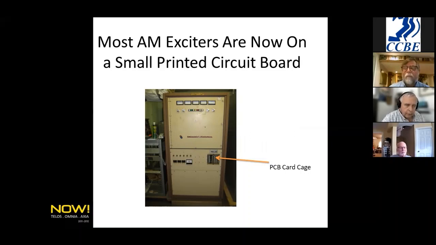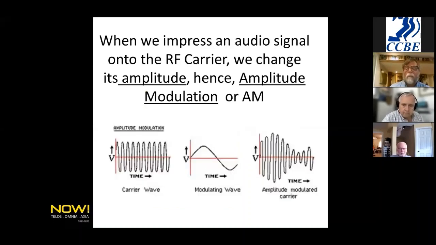So with AM, you're not looking at the more complicated exciters that you find with FM. It's usually just a printed circuit board or a crystal that is used to generate that frequency. When we impress the audio signal onto the RF carrier, we change the amplitude, hence amplitude modulation. So as you see here, we've got the carrier on the left-hand side, the actual modulating wave or the audio signal. And then when the two of them are combined, you see that the audio wave sort of rides on top of the carrier wave.